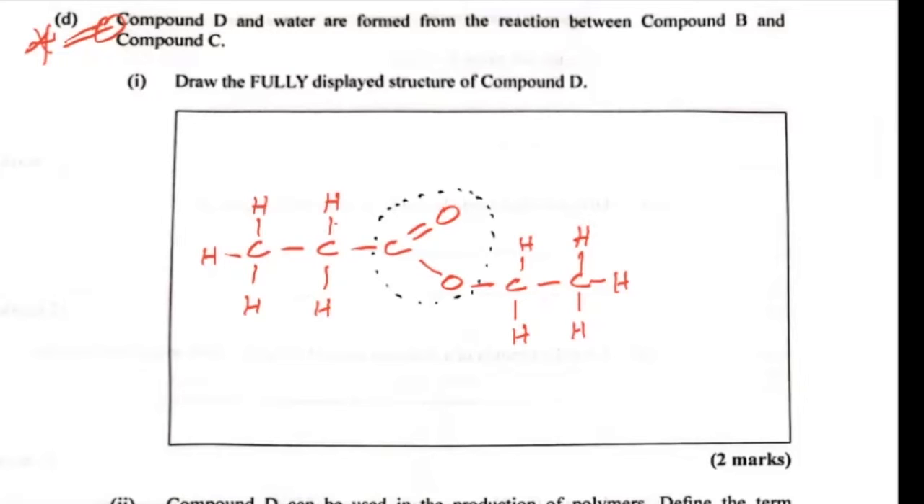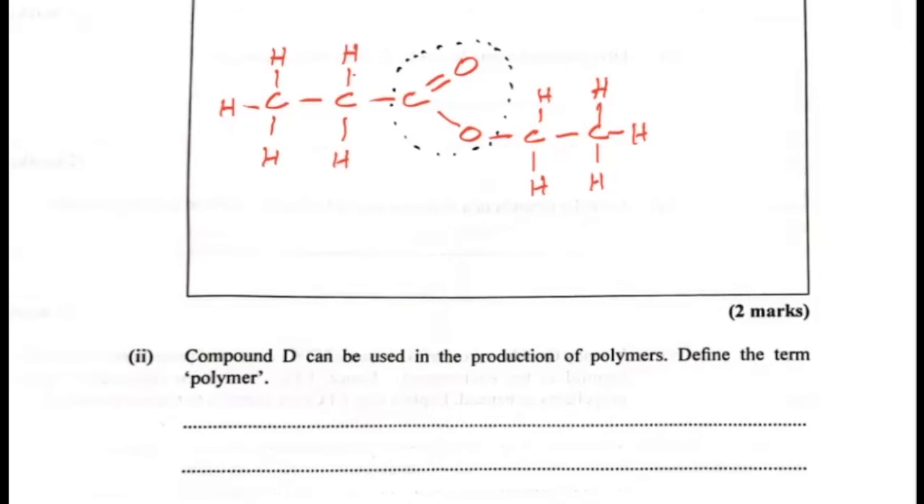That is fine. Then they're saying now that compound D can be used in the production of polymers. This is where we have the problem. Because compound D as it is is a short chain ester, and esters are not really used in the production of polymers. Now I am going to answer the question which follows. So this is the preamble up to the question.